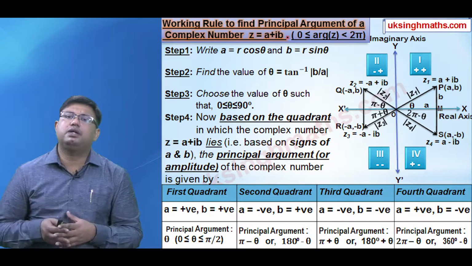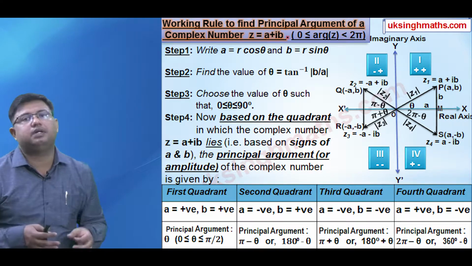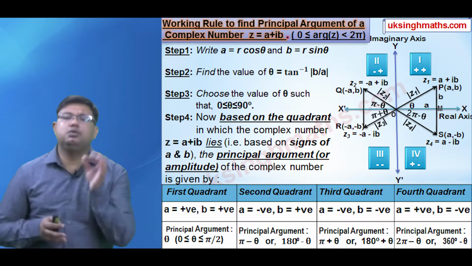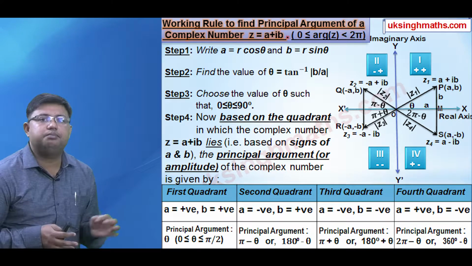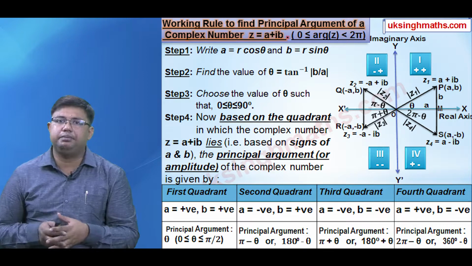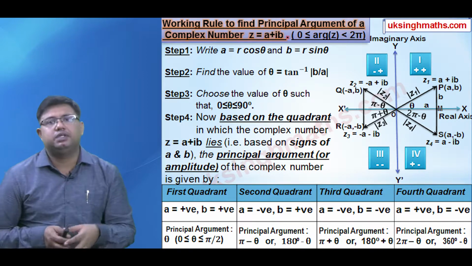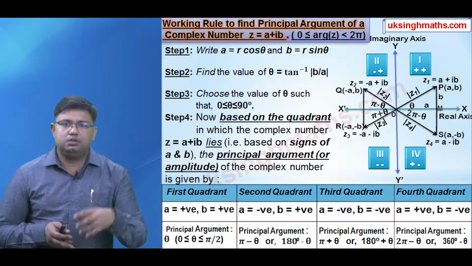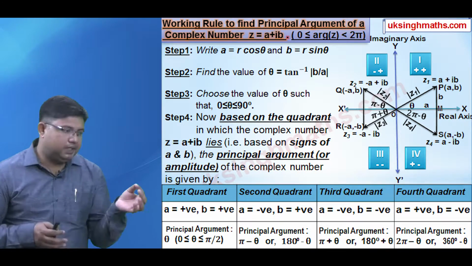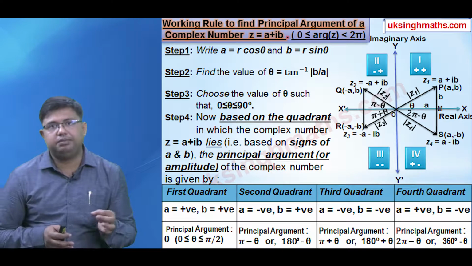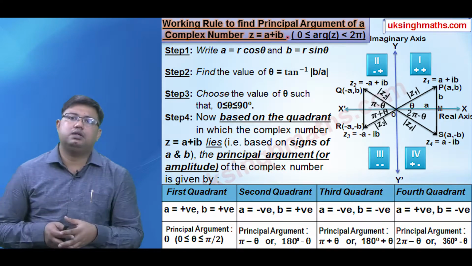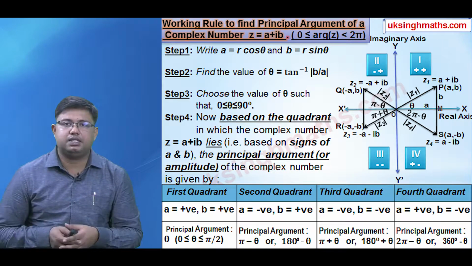Now we will see the working rule to find the principal argument of a complex number z equal to a plus ib. First we will see the working rule in which the value of the argument is allowed to vary between 0 to 2π, excluding the value of 2π. So concentrate on these steps. If z equal to a plus ib is a given complex number, Step 1: put a equal to r cos θ and b equal to r sin θ.